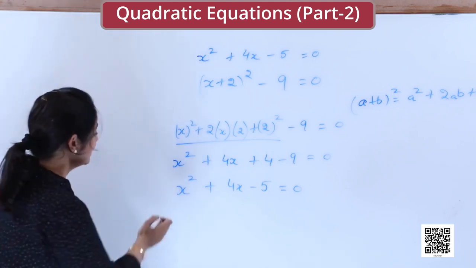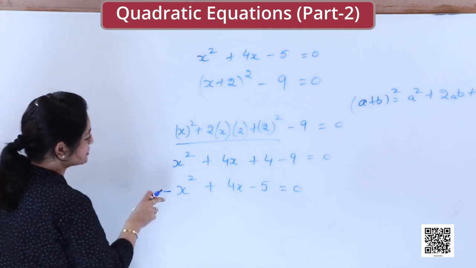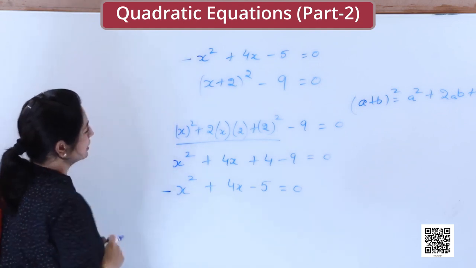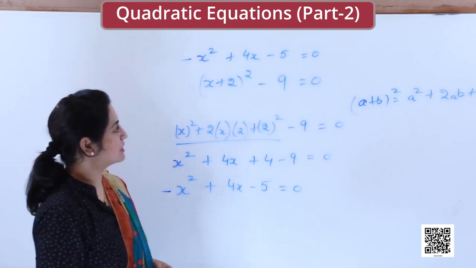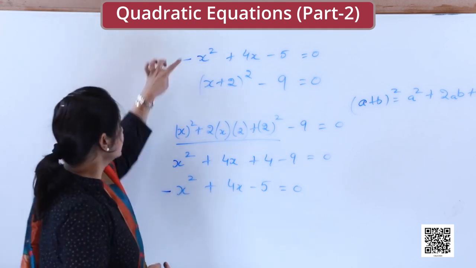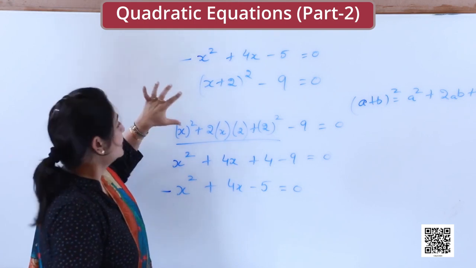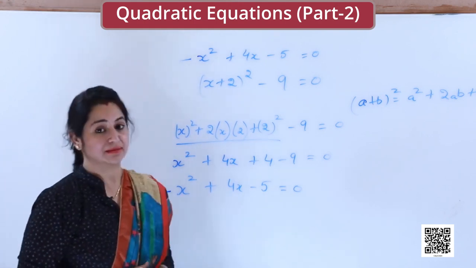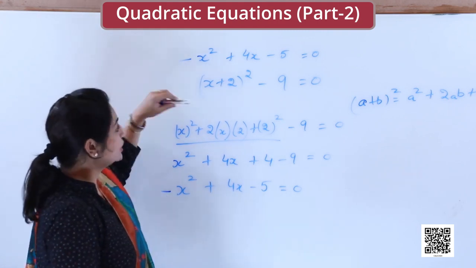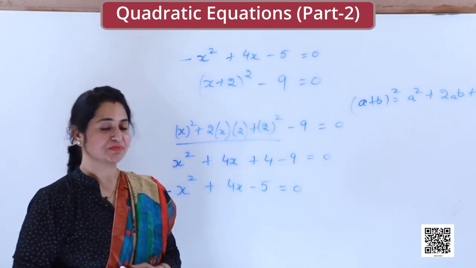Did you notice? Now this equation is absolutely same to this one. X square plus 4x minus 5 equals to 0, x square plus 4x minus 5 equals to 0. So actually these two equations are same but in different form. So now let us look at some method of converting this equation into such an equation. There must be some method.